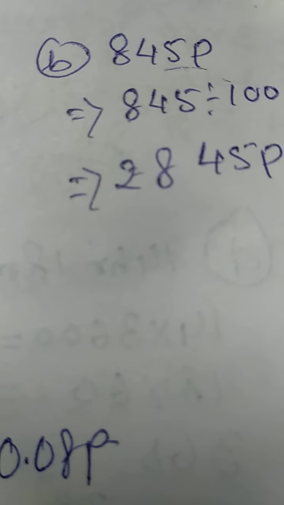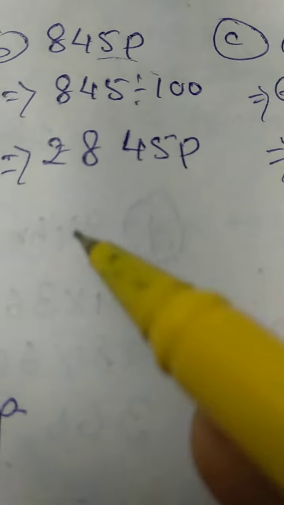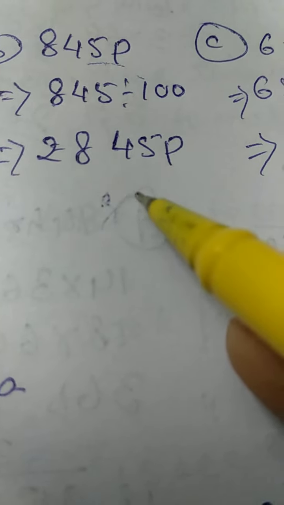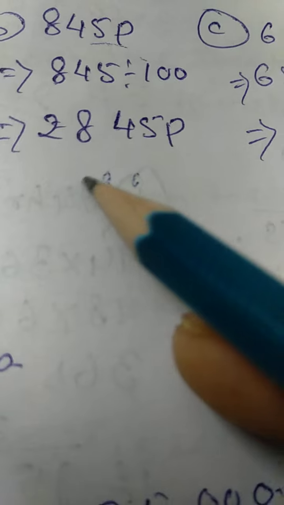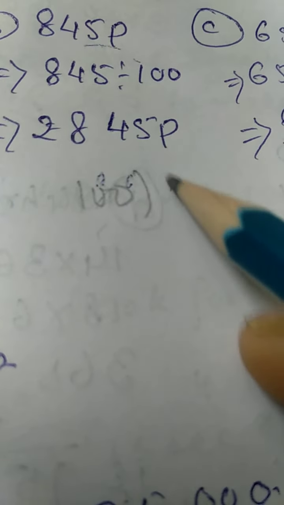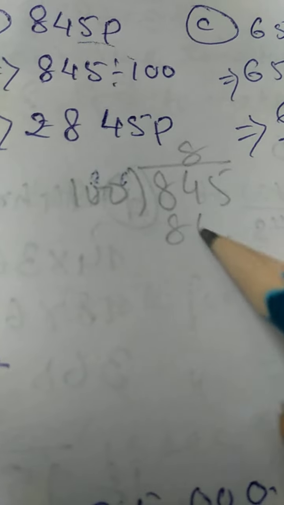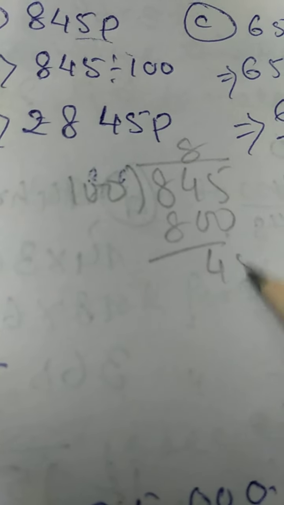845 paisa. I divide it by 100, so I will get 8 rupees, because here, if I do the division, you can understand how I got here. 845, 8 there, 800, so 45. So 8 rupees 45 paisa.